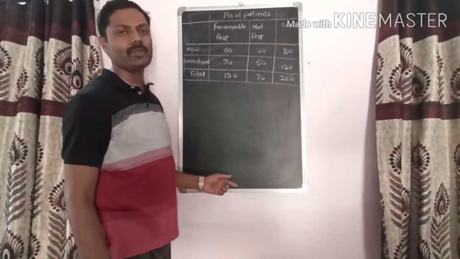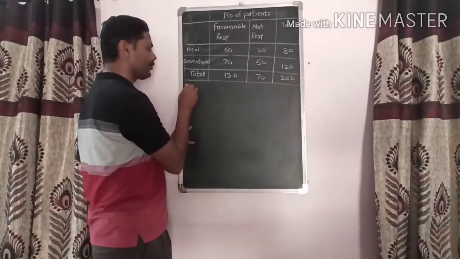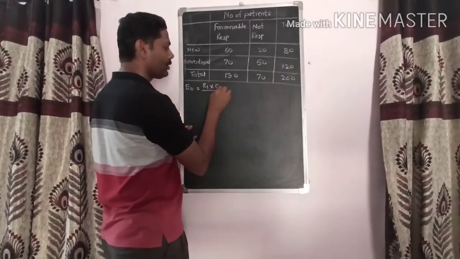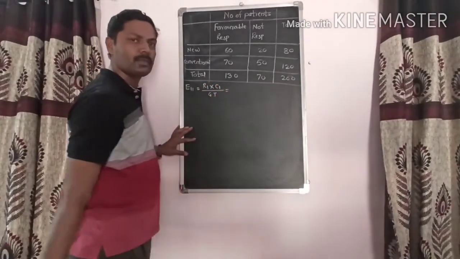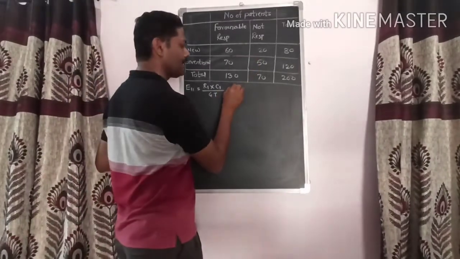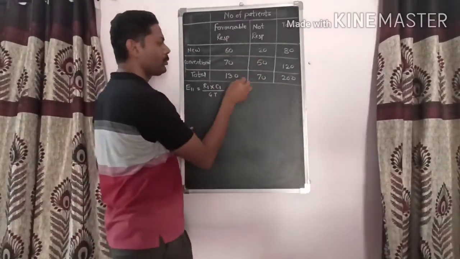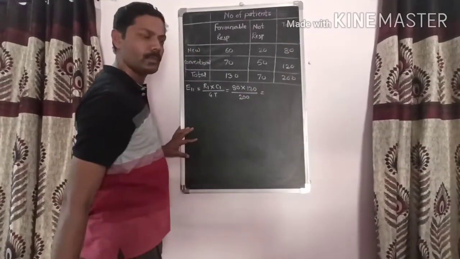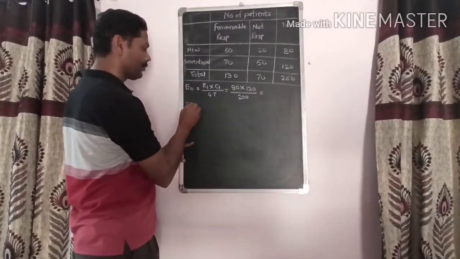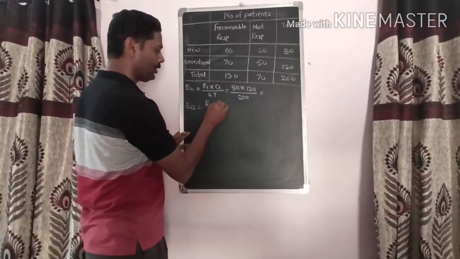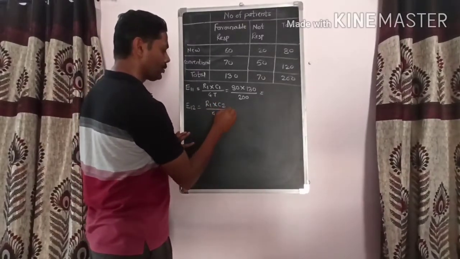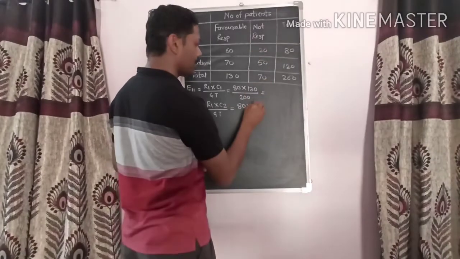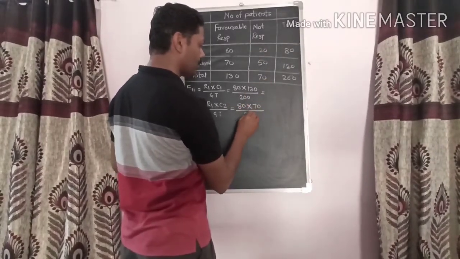Let us calculate expected frequencies. First expected frequency, it is E11. It has formula R1 into C1 divided by grand total. R1 means first row total, it is 80. C1 means first column total, 130 divided by grand total, 200. Next expected frequency E12, R1 into C2 divided by grand total. R1 first row total, it is 80. C2 second column total, it is 70 divided by grand total, 200.